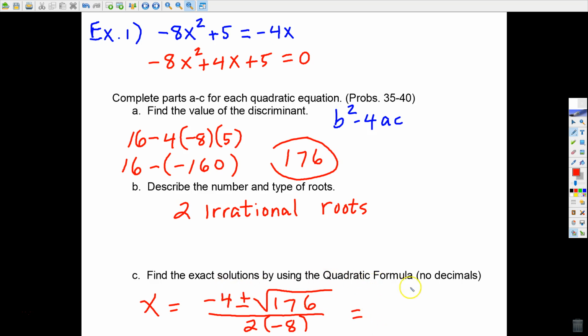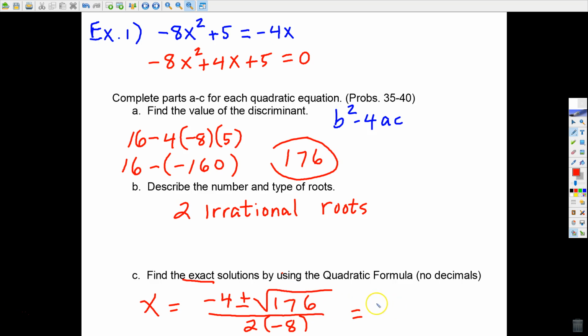Now notice, and I gave you a little hint here, your book doesn't say this, but whenever it says to find exact solutions, you're going to leave your answer in simplified radical, simplified fraction, no decimals. Just simplify the radical and the fraction and leave it in fraction form. So I'll give you just a second to see what you come up with there.